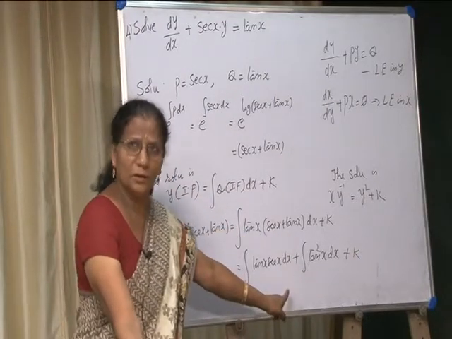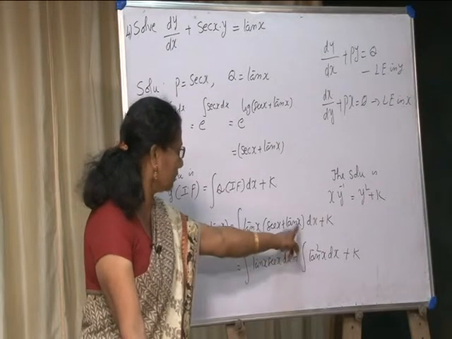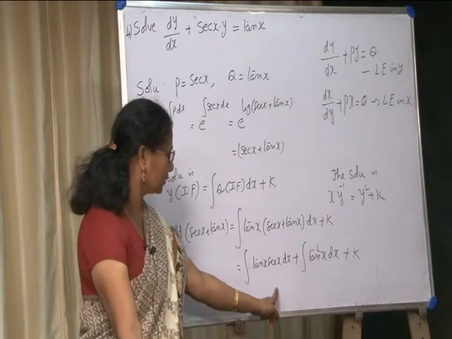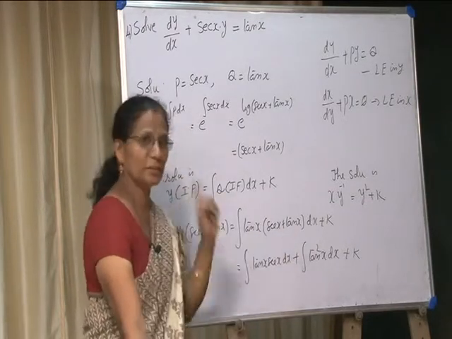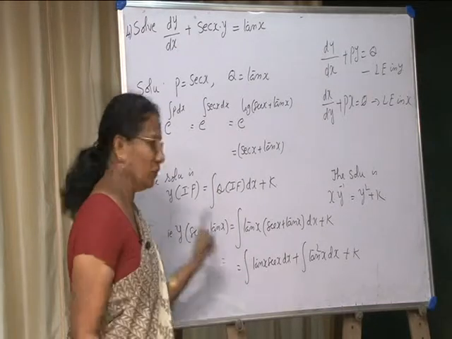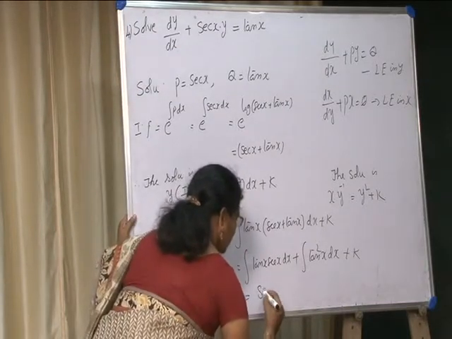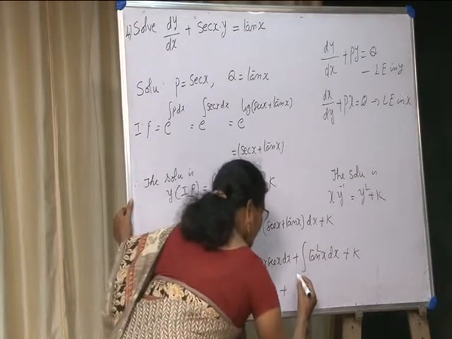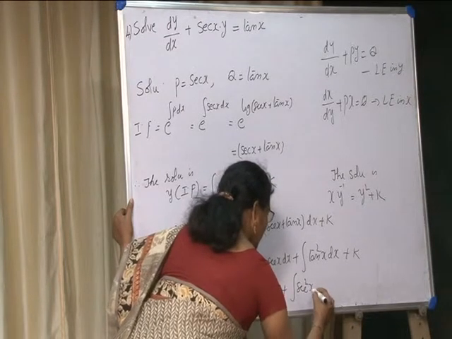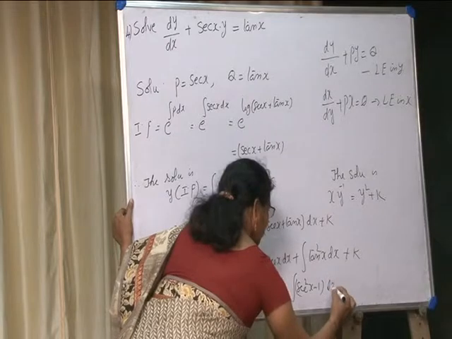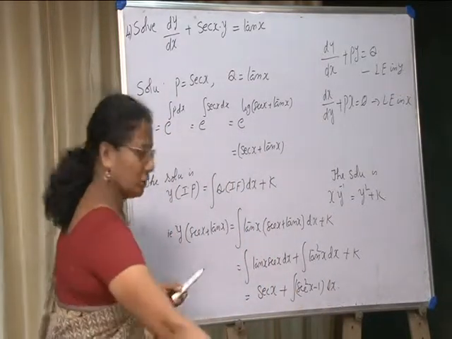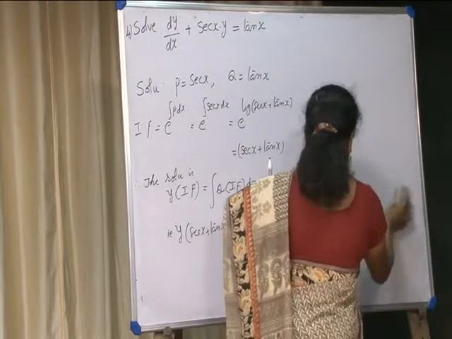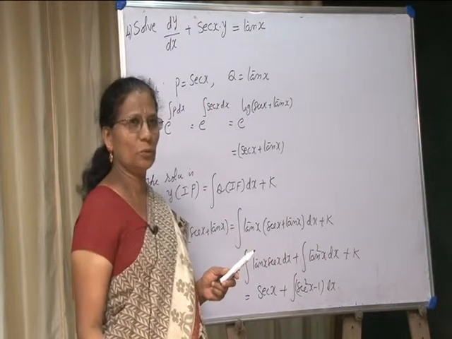Multiply and split: tan x into secant x plus tan x with respect to x. If you multiply these two, we get tan x into secant x plus tan x into tan x, which is tan squared x. Integration of tan x secant x is secant x; this is a direct formula we know very well. Integration of tan squared x we can't do directly, so we write it as secant squared x minus 1. This is the formula we have studied in our previous sum. And we know it very well, integration of secant squared x is equal to tan x.